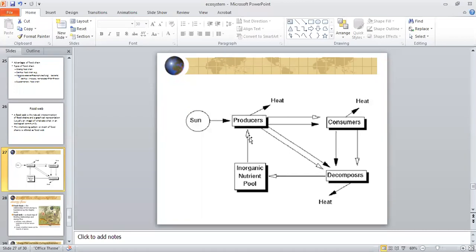So that's why the number of links in a food chain is about 4 to 5, because there is a great loss of energy at each level.